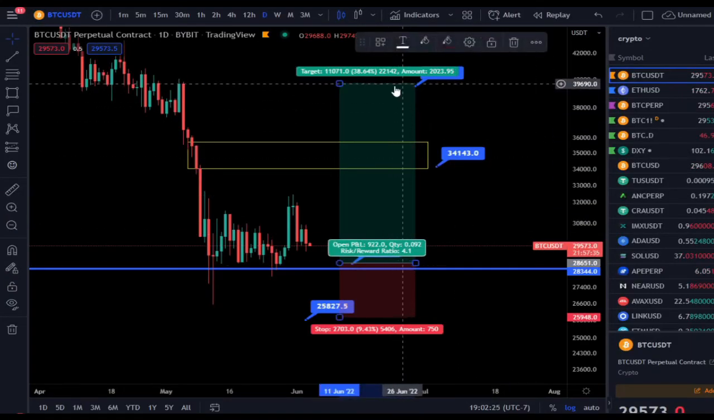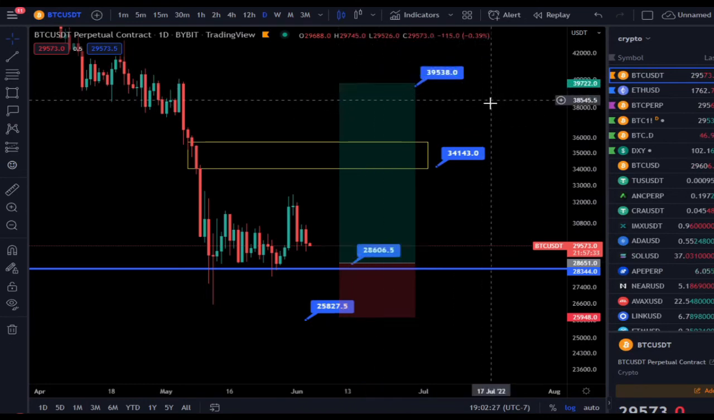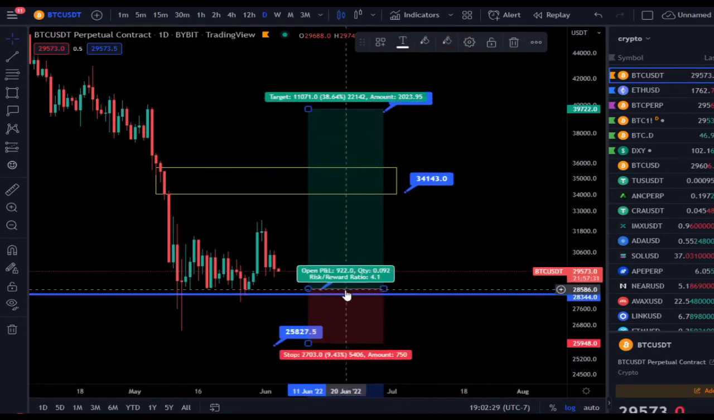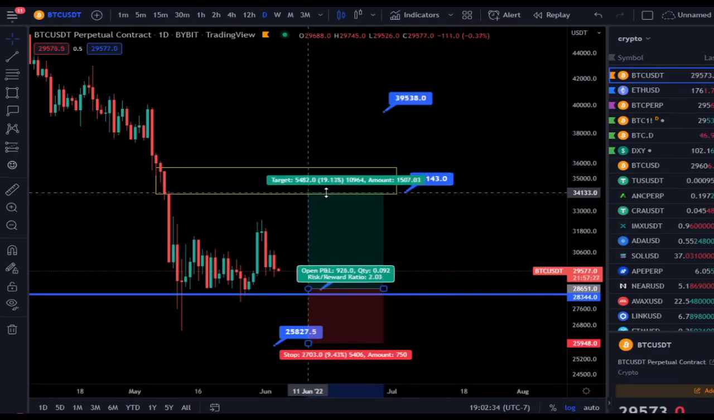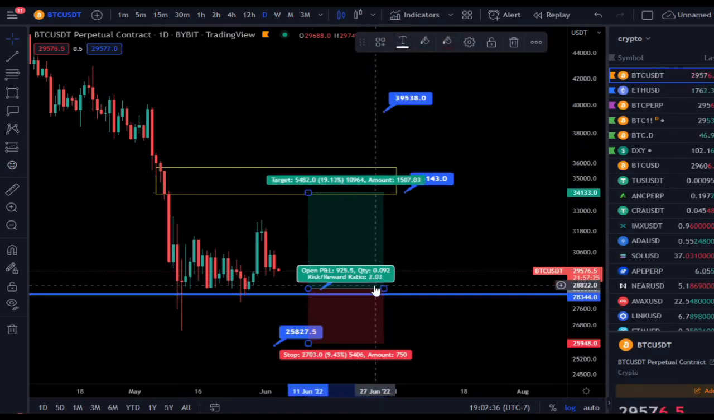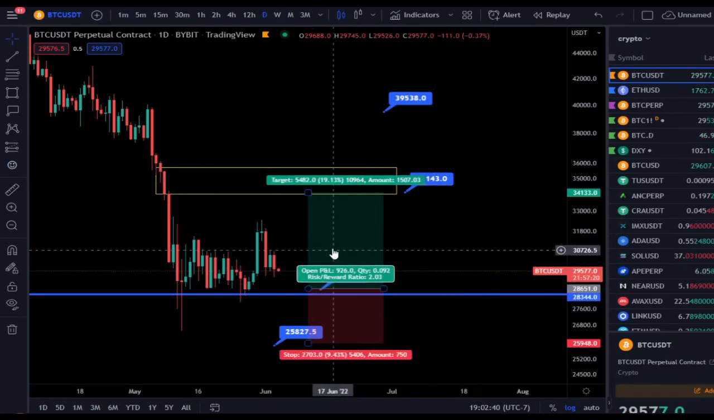And when we go back to here, so if we take all the way at the top profit, it's a 4-to-1 ratio, 4-to-1 risk reward. And if we take our bottom profit, it's closer to 2-to-1. So just be aware of that, right?